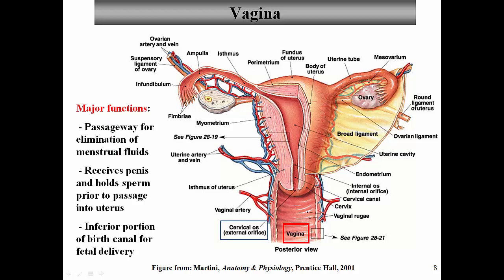So when the endometrium is shed at menses, it will come out through the cervix and then proceed out through the vagina into the vestibule. It also, of course, receives the penis and holds sperm prior to passage in the uterus. And it also forms the birth canal for fetal delivery.